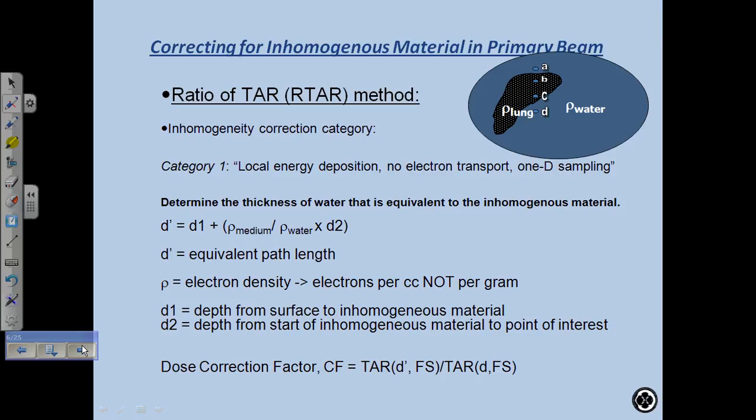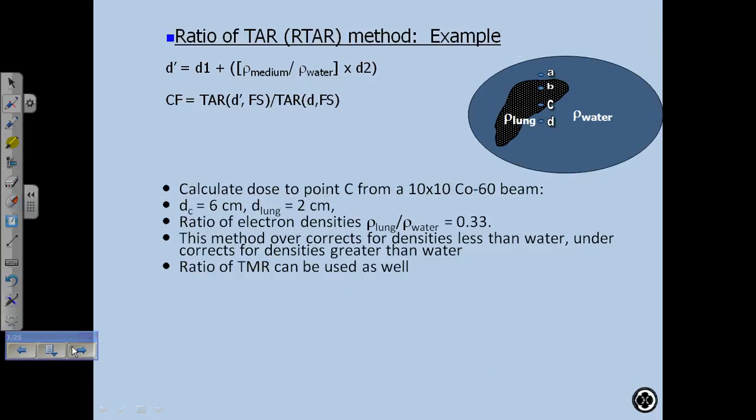And it's equal to the TAR at D prime for the field size that you're treating the patient with, divided by the TAR at the actual physical depth for that field size. Then you apply that correction factor to the dose that you expect, and that's your corrected dose. Okay, so here, let's do an example.